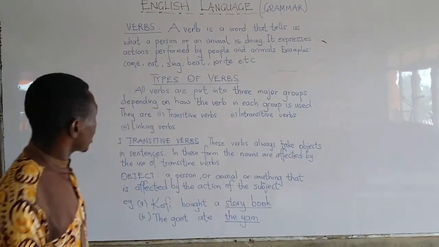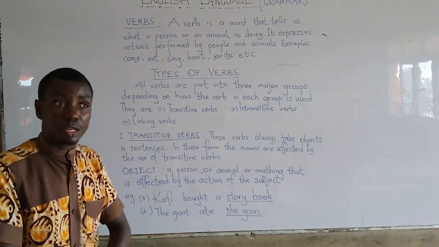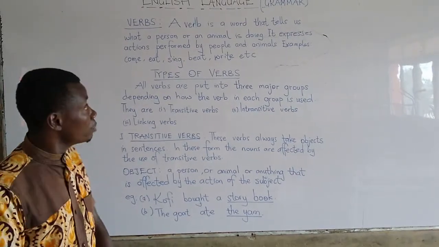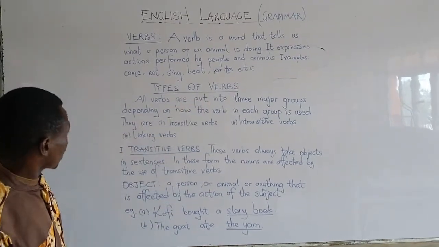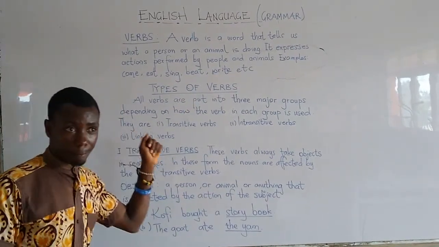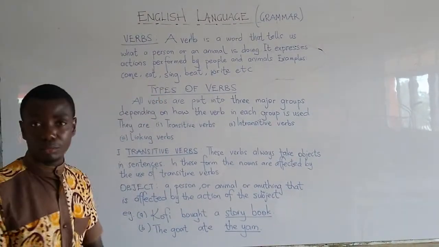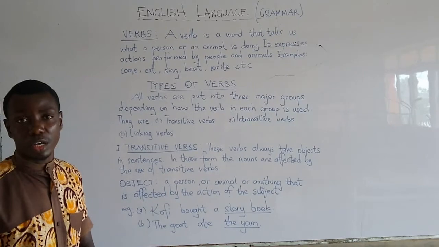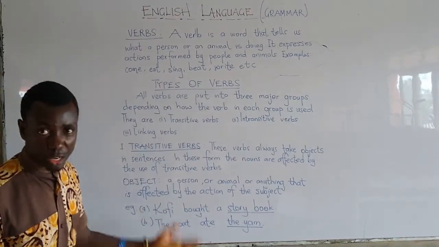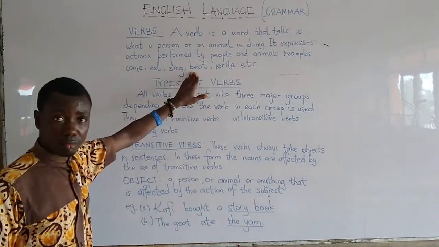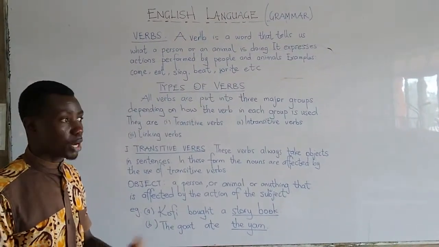Verbs express actions performed by people and animals. It is people and animals who perform actions. We make movements. Very good. Examples of verbs are come, it's a verb, it is an action word. Eat, it is a verb, an action word. Sing, a verb, an action word. Beat and write. All these words talk about actions.